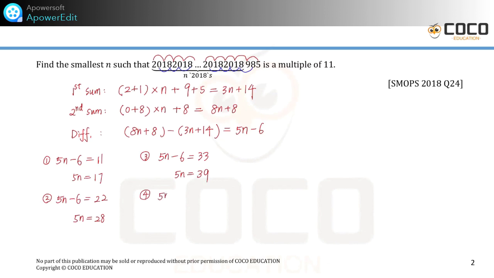Then after that, we have 5n minus 6 equals 11 times 4, so it equals 44. 5n equals 50, so n is 10. Okay, so for this question, the answer is 10.